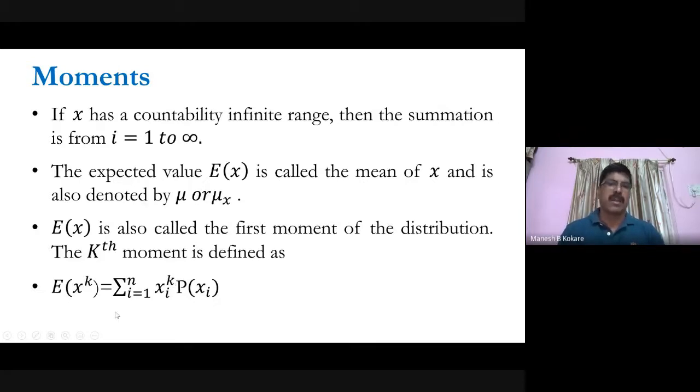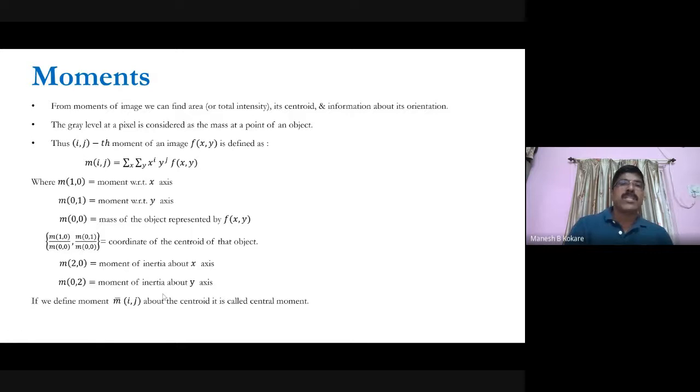So this is added. If you are considering the first moment, the value of k will be equal to 1. If you are considering the second moment, the value of k will be equal to 2, and here also k will be equal to 2. So it will be squared, and so on, right?